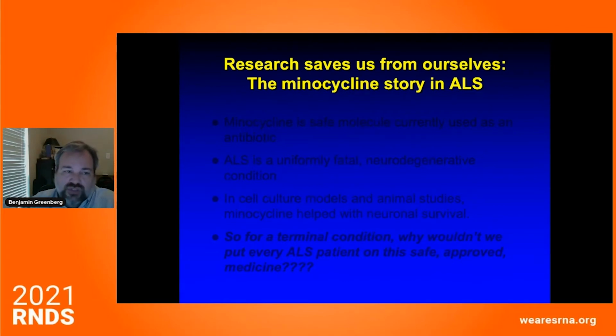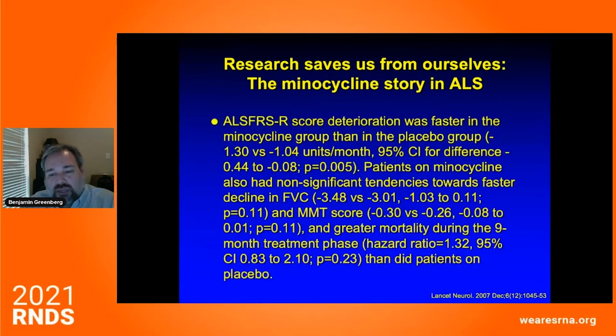We don't need to prove the safety. And yet, after long debates, the placebo-controlled trial went forward. And if we now advance the slide, what's listed here from the publication are very technical terms, but I'll draw your attention to the bottom. The individuals on minocycline died faster than ALS patients on placebo.